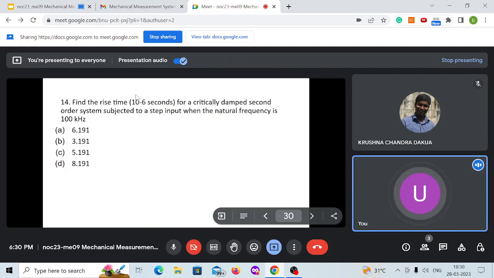This 10 power minus 6 is because you need the time in microseconds. So we need the rise time in microseconds, that's why it's indicated 10 power minus 6. It's not 10 minus 6, but 10 power minus 6, to show that we need to calculate the rise time in microseconds for a critically damped system with a natural frequency of 100 kilohertz.